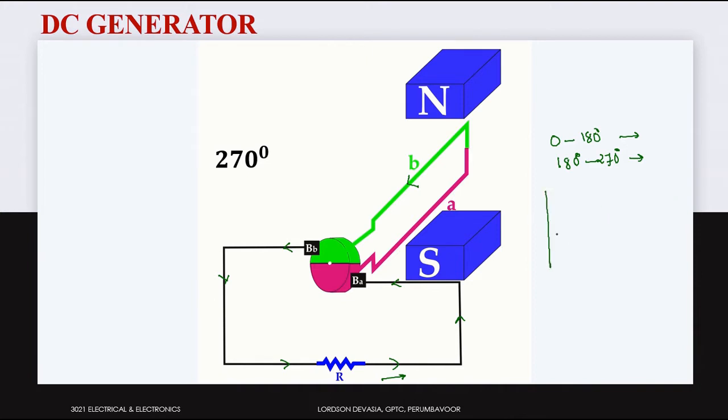So what about the waveform? Starting from 0 to maximum, then reaches to 0. This is 0 degree, and this will be 90 degree, and this is 180 degree. So from 180 degree to 270 degree we saw the current direction is the same. So what about the waveform? So at the position of 270 degree, the EMF induced is maximum. So that again starts from 0 to positive maximum. This is 270 degree.